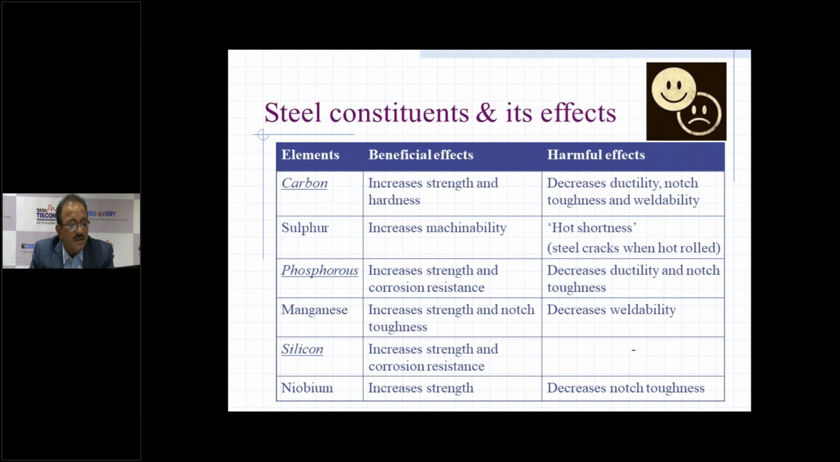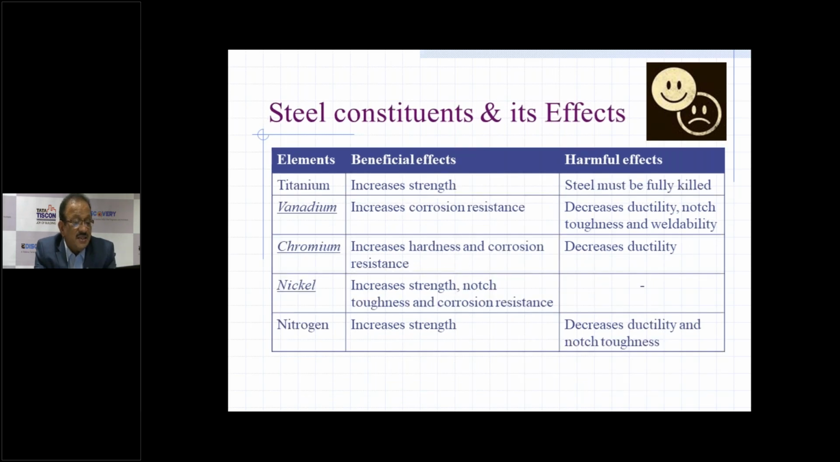So carbon, for example, increases strength and hardness. Then phosphorus increases strength and corrosion resistance. Silicon increases strength and corrosion resistance. Then vanadium increases corrosion resistance. Chromium increases hardness and corrosion resistance. You must know that stainless steel contains chromium and nickel. And nickel also increases strength, toughness and corrosion resistance. There are many other constituents which we will not touch upon. Maybe when we get some more time, in the next webinar we can talk on that.